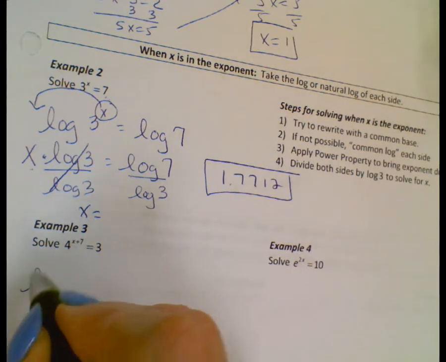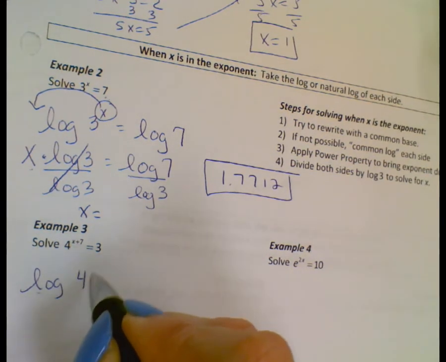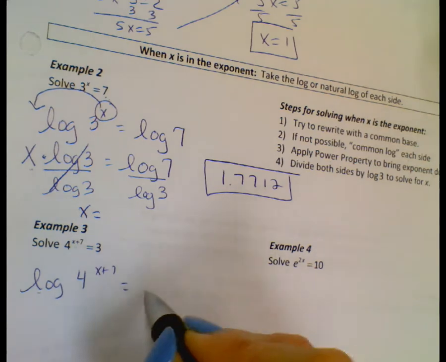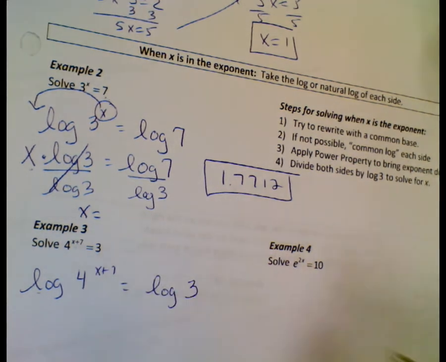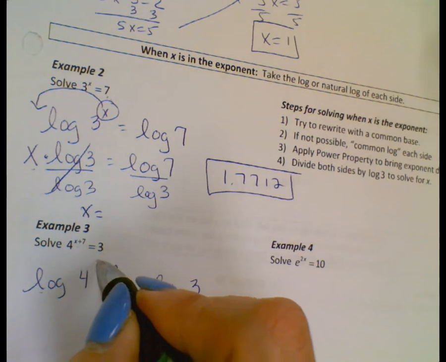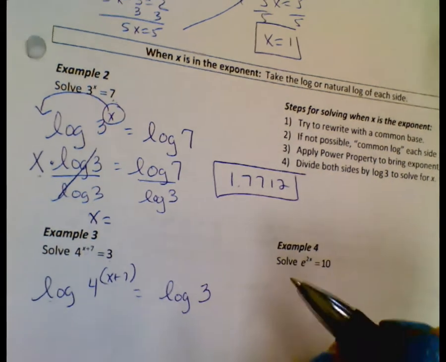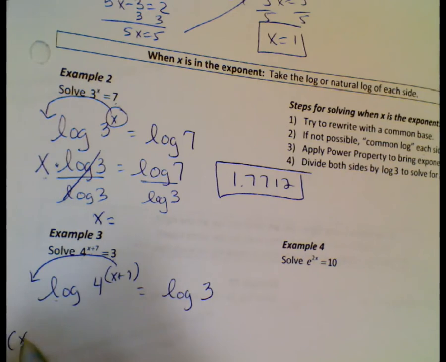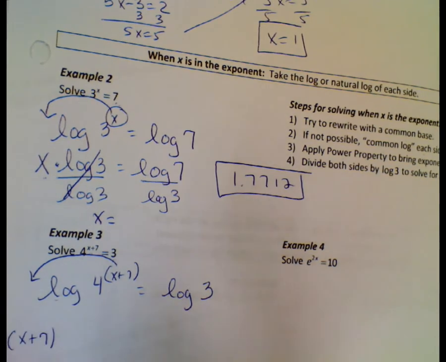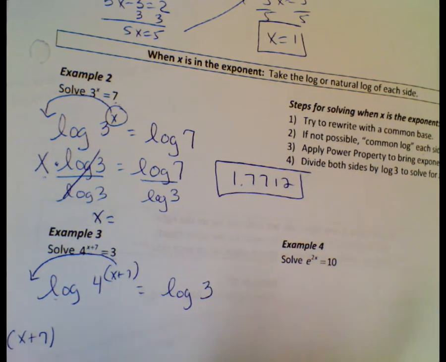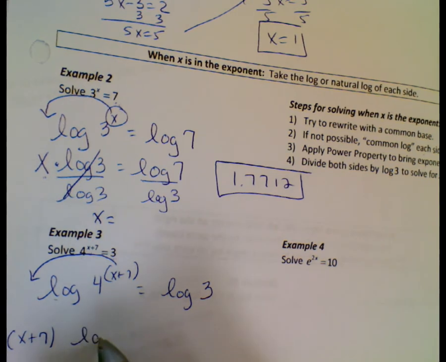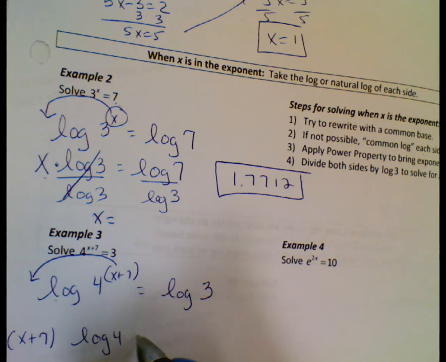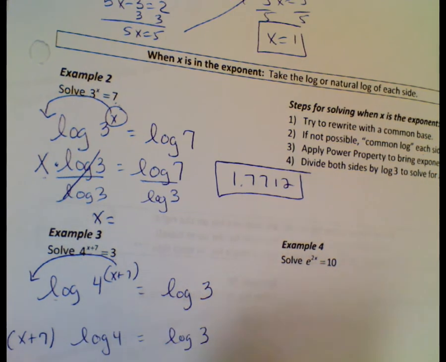So we're going to common log the left side, and we're going to common log the right side. Now, this exponent is actually a binomial, so it's a little bit harder. We're going to take that whole exponent out front, but we're going to keep it in the parentheses because it's two terms. So make sure it's still grouped together so you don't lose part of it. That's all times log of 4 equals log of 3.